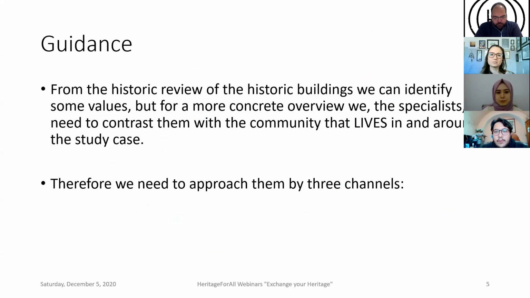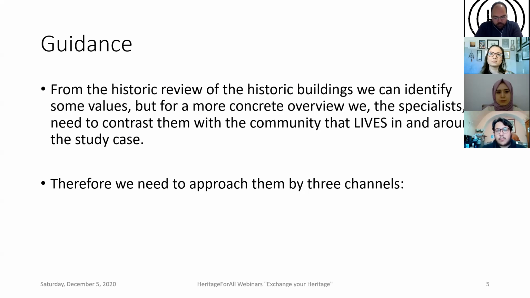But for a more concrete overview, the specialists need to contrast them with the community. Because in that case, most of the time, the specialists only happen to be there for a little period of time. We are not commonly part of this community for a lifetime. We achieve some kind of time and we move on to another project. Therefore, we need to sustain our investigation and our propositions on the ways that community sees the heritage.